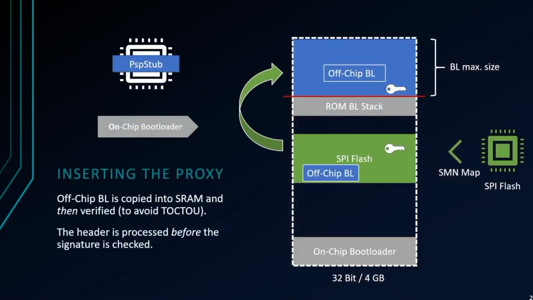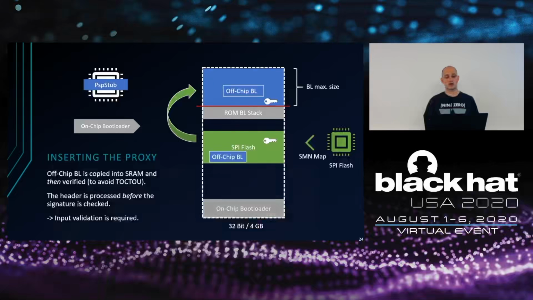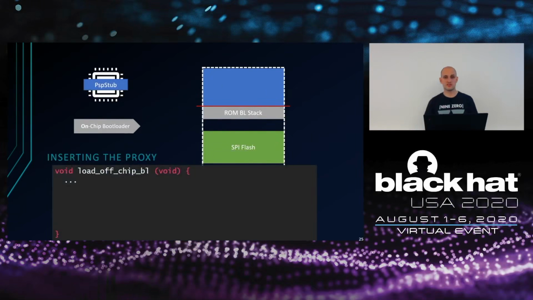Now the on-chip bootloader needs to copy the off-chip bootloader into the SRAM, and only then can its signature be verified. This is because the on-chip bootloader must avoid any time-of-check to time-of-use attacks, where the attacker switches the content of the SPI flash, for example, after it has been validated. So this header I talked about is processed before the signature check is carried out. That means the on-chip bootloader needs to validate the header values carefully. So let's have a look at the function that does this validation.